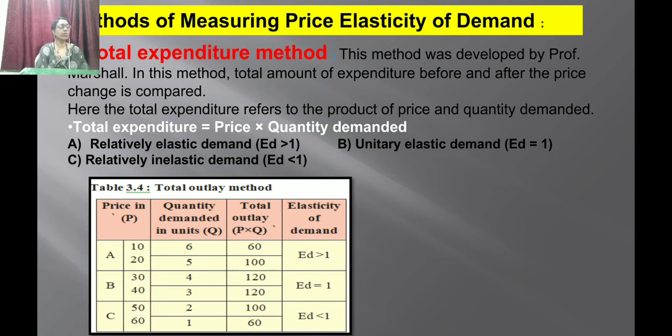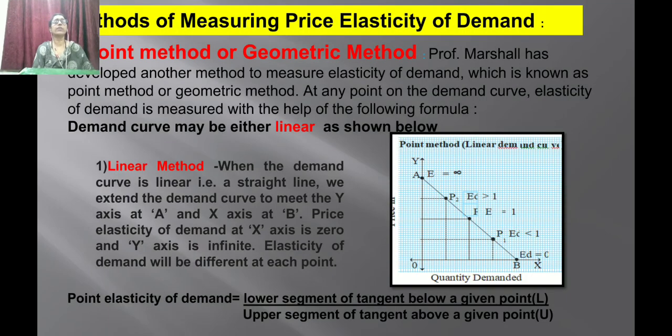So in this way also we can measure the price elasticity of demand. Next we can see the point method or geometric method. In this point method, we use the five types of elasticity we studied. Professor Marshall developed another method to measure elasticity of demand, known as the point method or geometric method. At any point of the demand curve, elasticity of demand can be measured by the following formula.